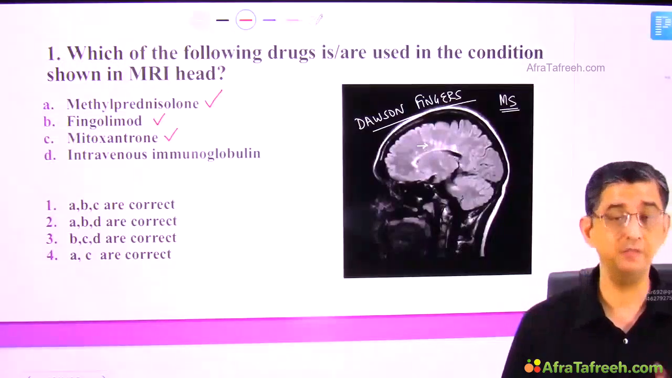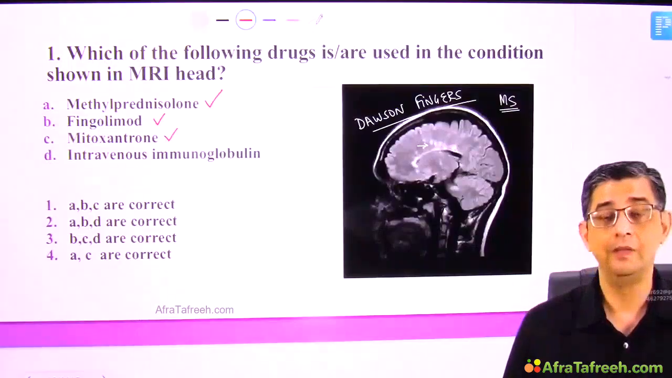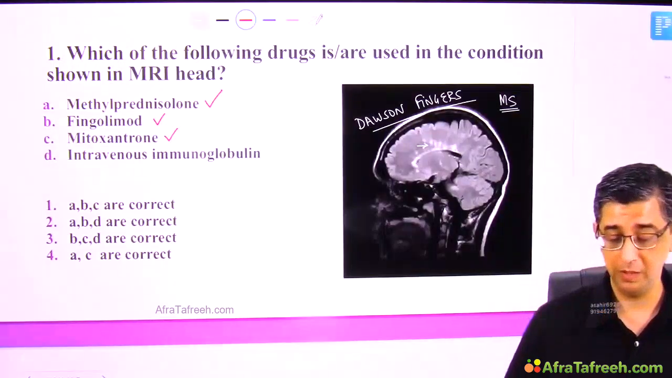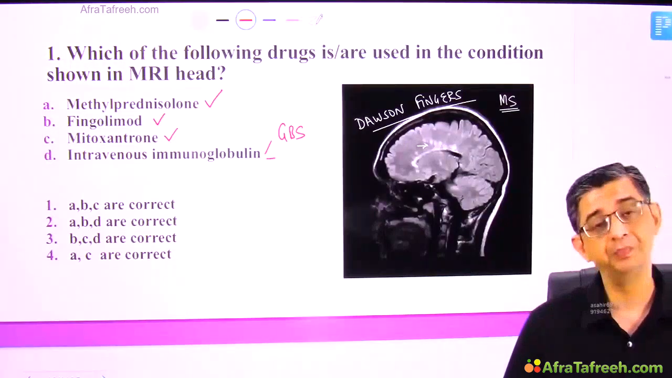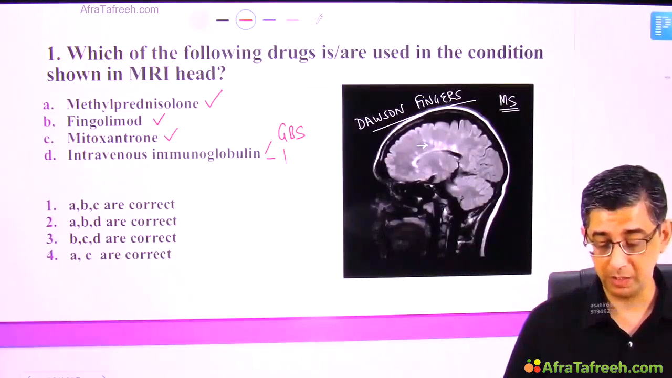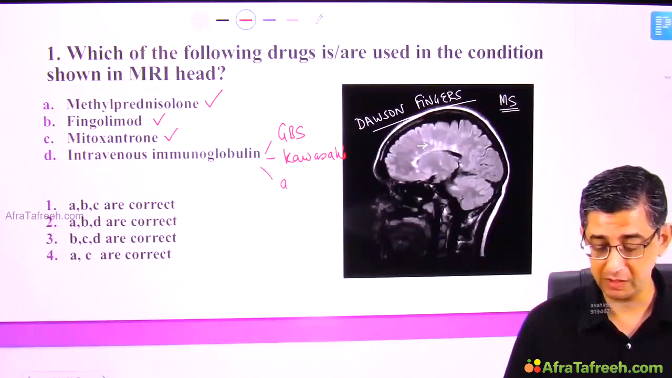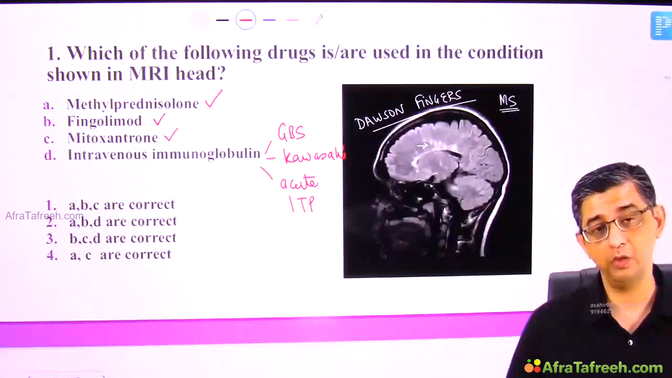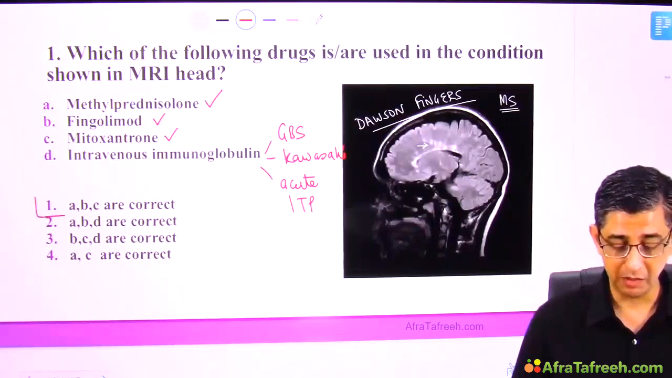In fact, efficacy-wise, it is good. The problem with mitoxantrone is mainly the cardiotoxicity component that limits its usage. But if you look at the last option, intravenous immunoglobulins, we have studied intravenous immunoglobulins for management of Guillain-Barré syndrome. We can use this in management of Kawasaki disease. It has also been documented, and we have discussed this in hematology, for management of acute idiopathic thrombocytopenic purpura. So options A, B, C are the correct ones. So the correct answer to this MCQ will be option number 1.